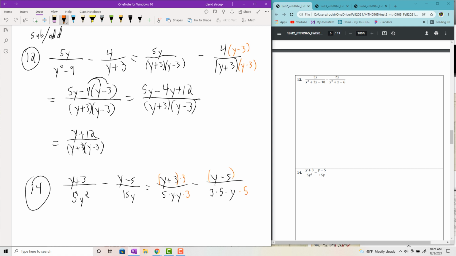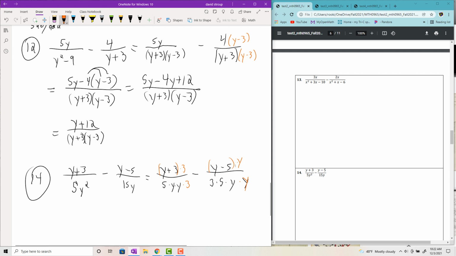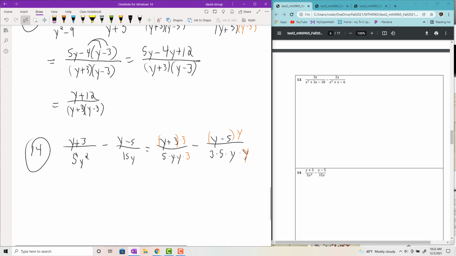The second denominator looks like it's missing a 5, so I need to multiply top and bottom by 5. But it's also missing a y. No, it has the 5. I take that back. It's just missing a y. Right? Because you don't want to over multiply. That's bad news. That just makes things worse. Okay. So I think the denominators are the same now. It should just be 15y squared.